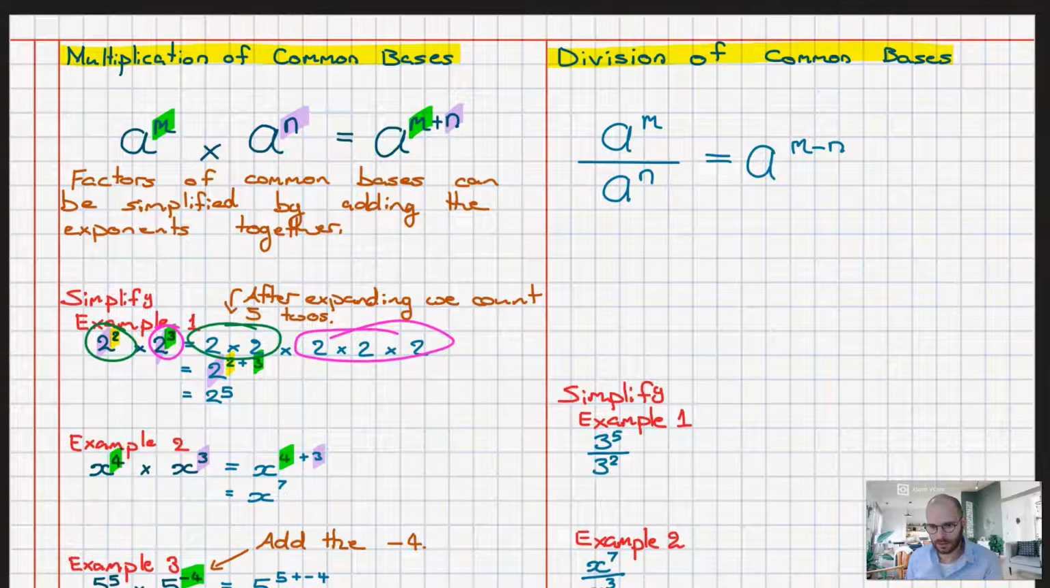Welcome back. In this video, we're going to be looking at the index law that helps us simplify quotients that contain factors with common bases. The law states that if we have a to the power of m divided by a to the power of n, we can simplify this down to a to the power of m take n. So we get our exponent in the numerator and subtract the exponent in the denominator from it. It's going to be the difference between m and n.